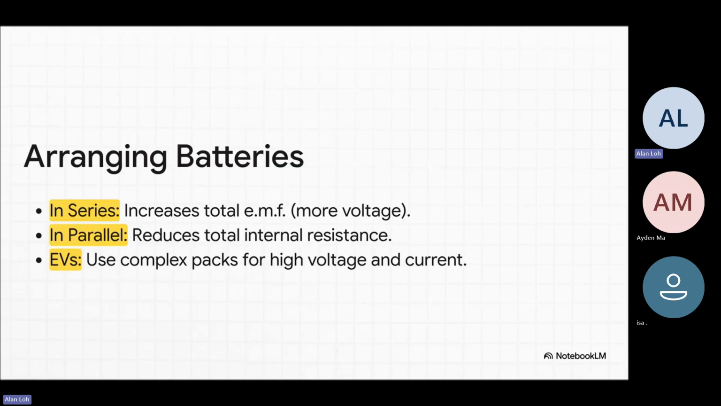We can put batteries in a line, or in series, to add up their voltages and get a bigger push. Or we can put them side by side, in parallel, which is really clever because it lowers the total internal resistance and lets us deliver more current for a longer time. And this isn't just theory. This is exactly how the incredibly complex battery packs in electric vehicles are designed.